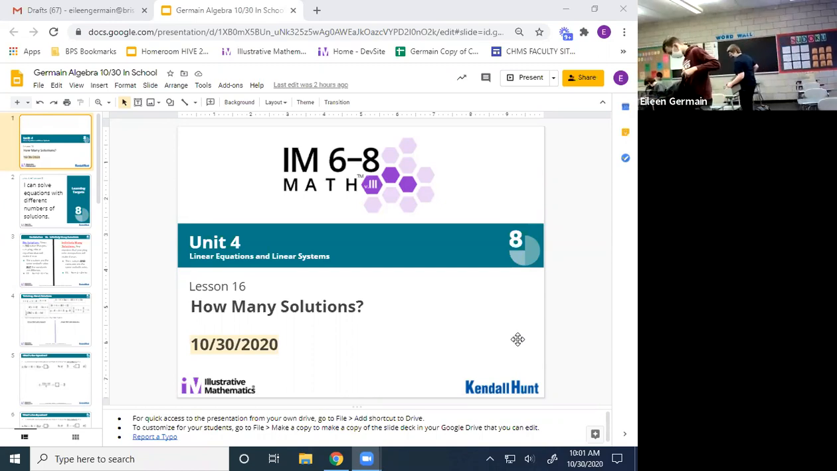I'm going to be, like I did yesterday, working on this slideshow, and you're going to be following along in your book. Let me show you the pages I want you to look at. The assignment from yesterday. It's the page that says lesson 15, all, some, or no solutions. And we're going to look at 15.2 again.